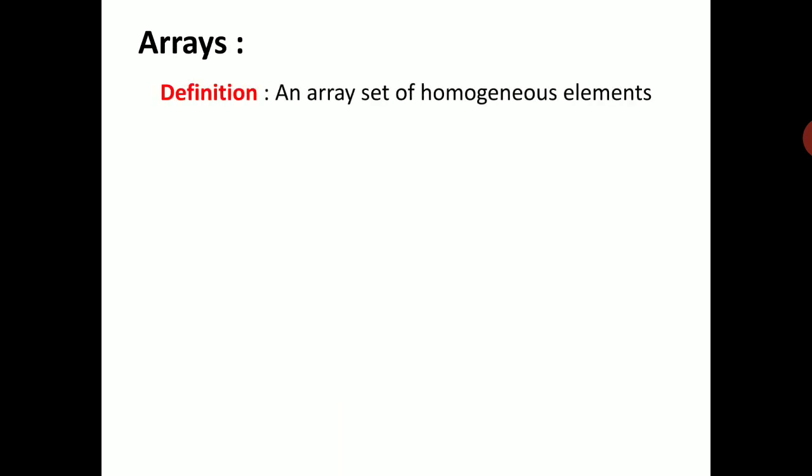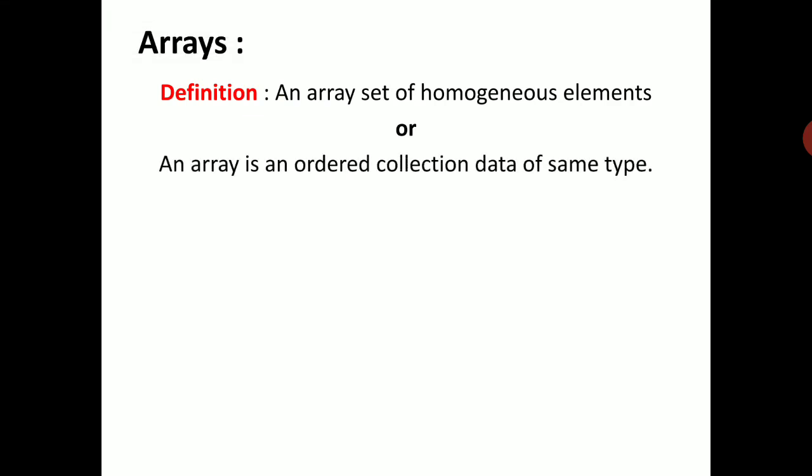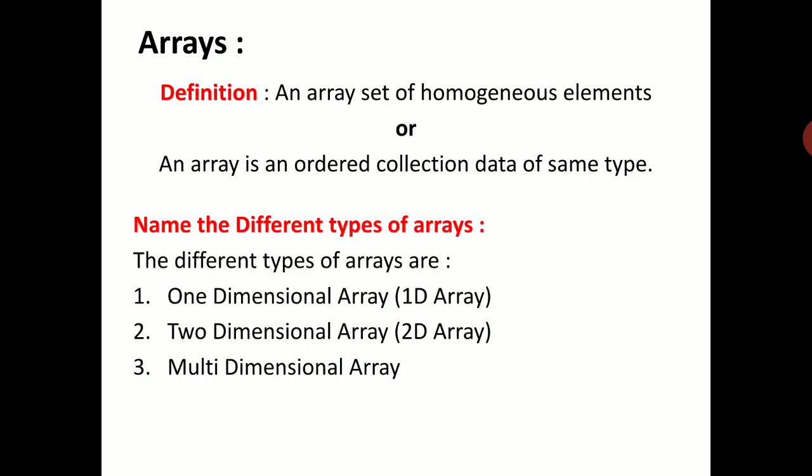Now, the question arises here, what is an array? First we are going to define. An array is a set of homogeneous elements. Fine. You can define it in other words also. How are you going to define it? An array is an ordered collection of data of the same type, means same data type. As I said, integer means all are integers only. Then the next question is, name the different types of arrays.